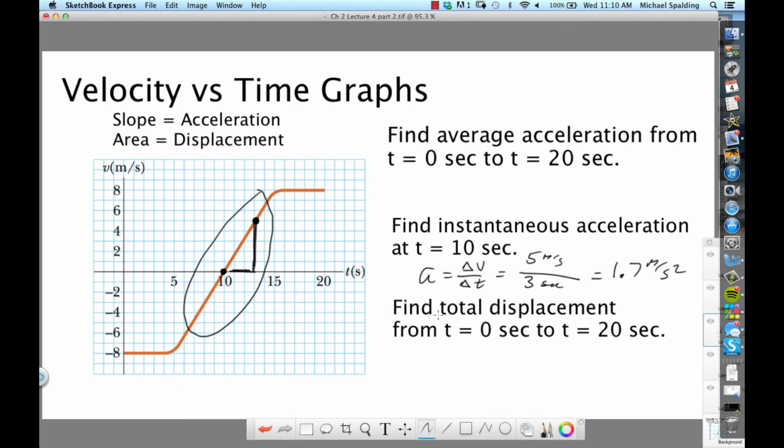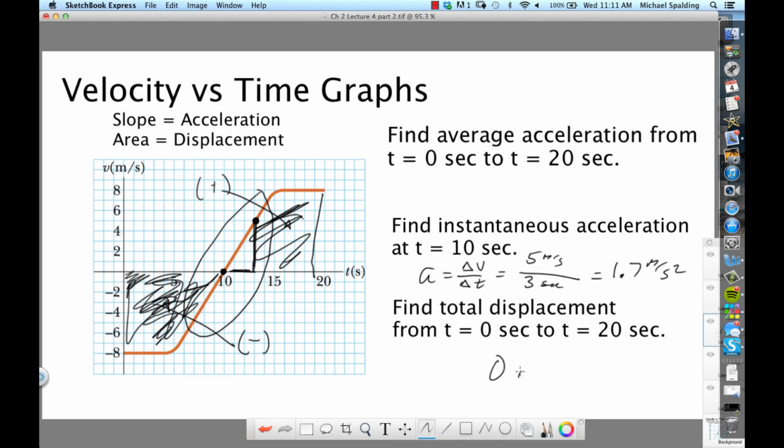All right, we already talked about this one. The total displacement from start to finish. You can see it here. What do we know about this displacement in that shaded area? Negative. This displacement up here is positive, and you can see that they're the same. So what's the answer to this one going to be? 0. The total displacement is 0.